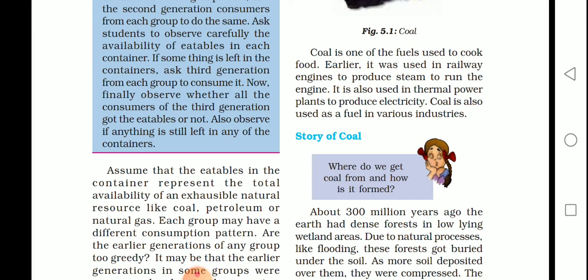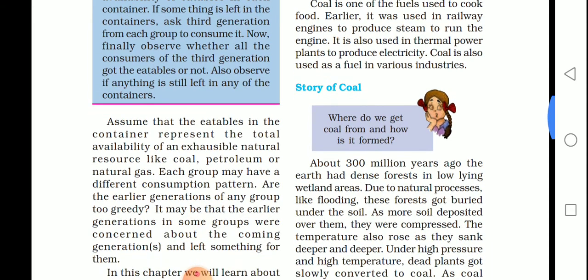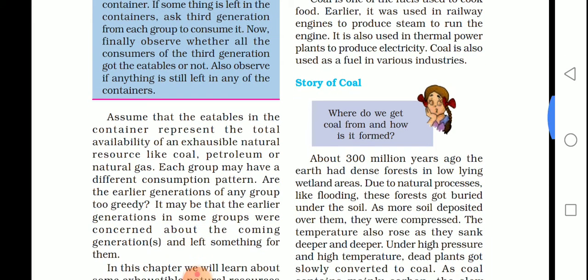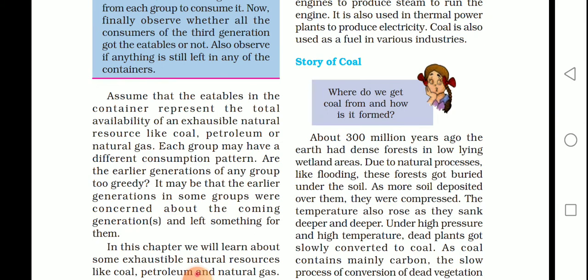At a point, what happened? Due to this compression, the temperature increased. Due to the rise in temperature, there was definitely a rise in pressure. Due to the temperature rise and pressure, the dead plants were slowly converted into coal.